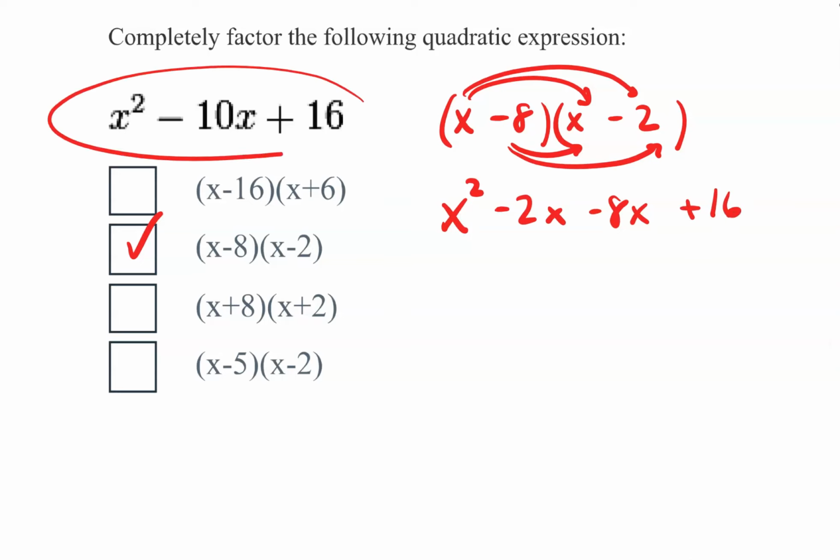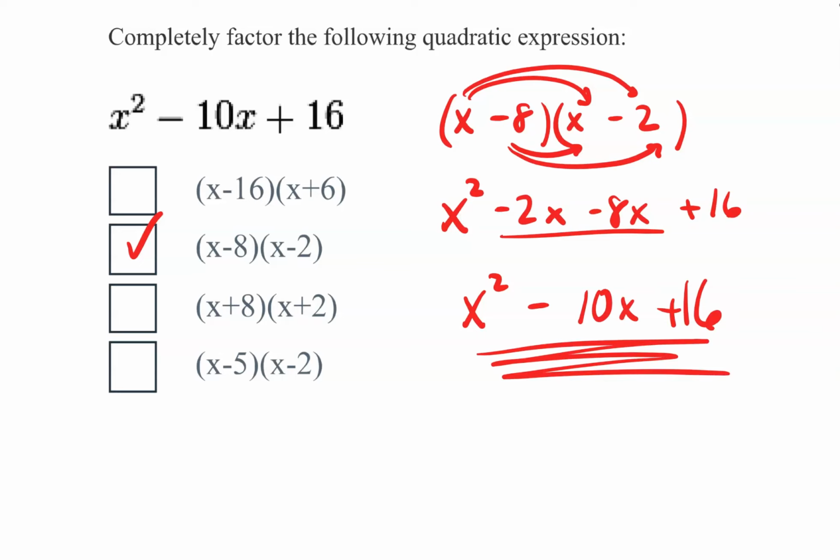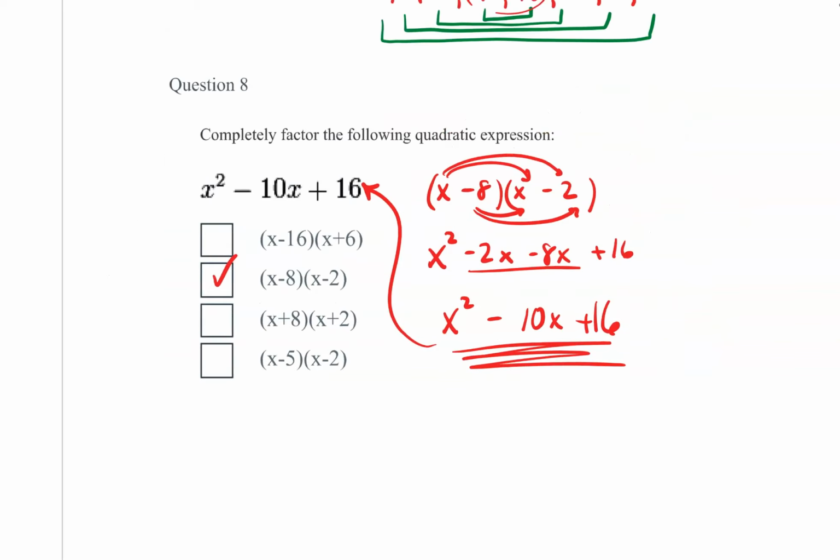Now that doesn't look like the original right now, but if you recall, we can and should combine like terms. The x squared and the +16 have nothing to combine with, but the -2x and the -8x, those do combine to make -10x. This result after foiling does match what we had started with, so that means I'm pretty happy with this as an answer, x minus 8 and x minus 2.